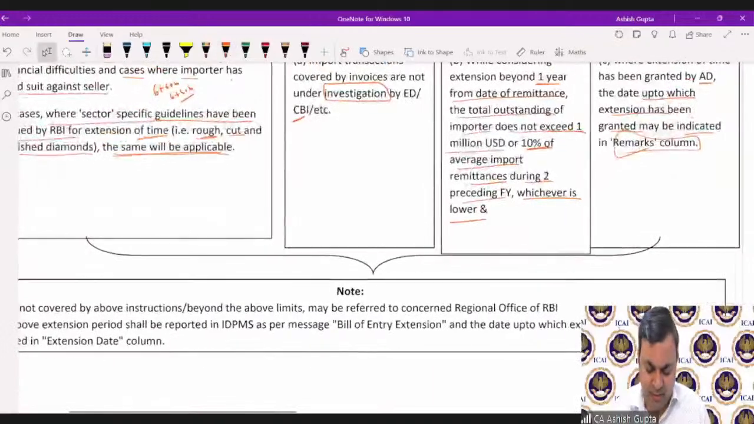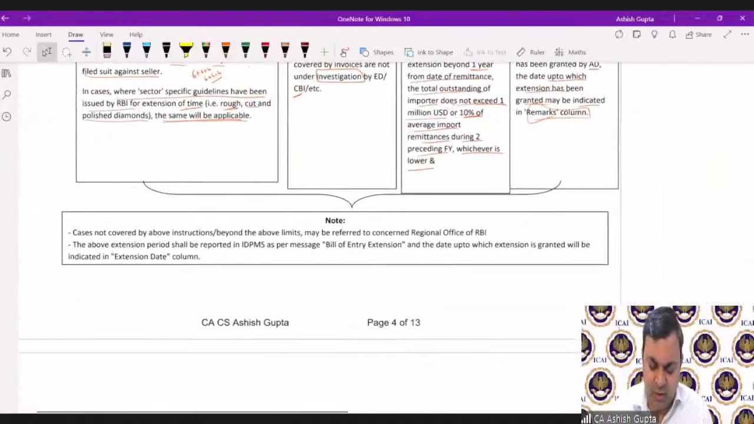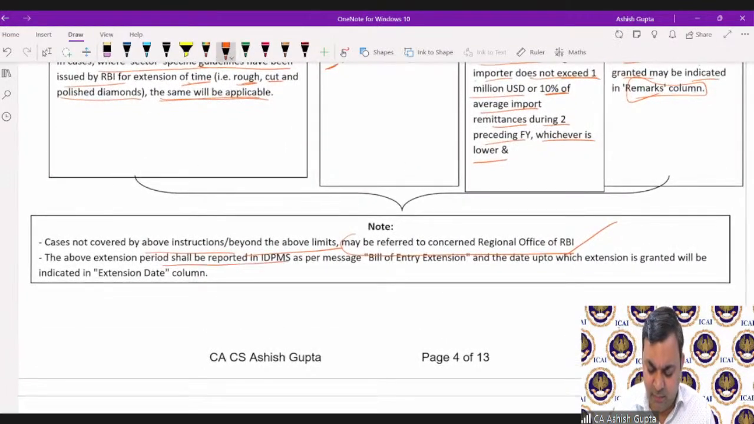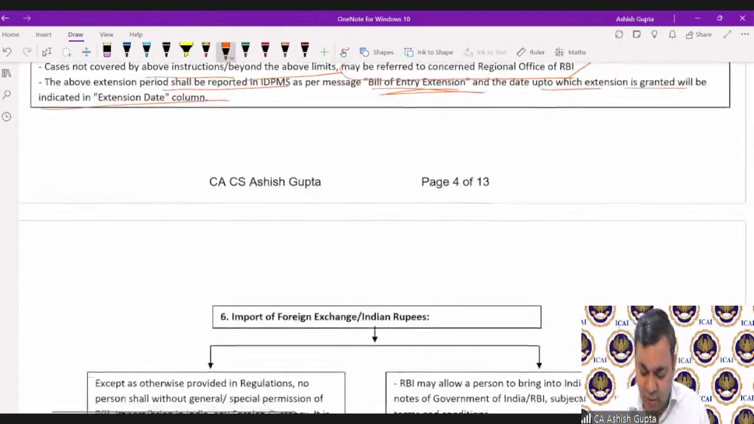Note: cases not covered by the above instructions or beyond the above limit may be referred to the concerned regional office of RBI. The above extension period shall be reported in the IDPMS as per the message bill of entry extension. And the date up to which extension is granted will be indicated in the extension date column.